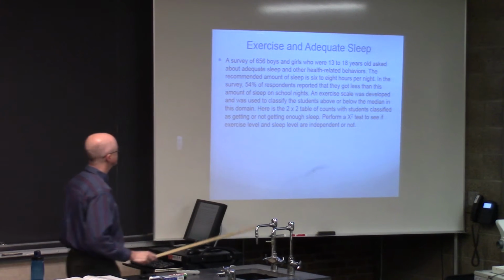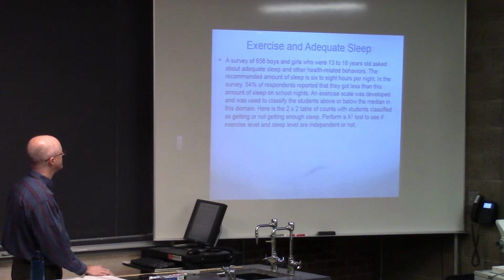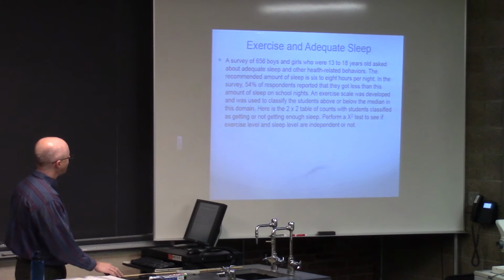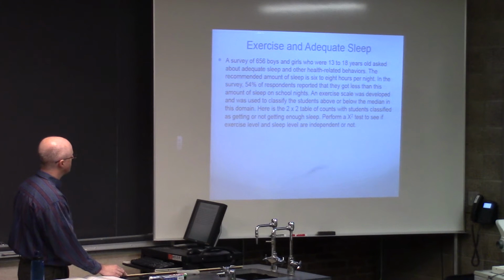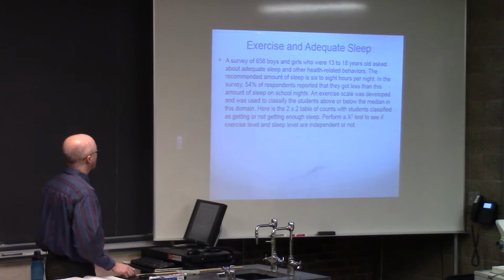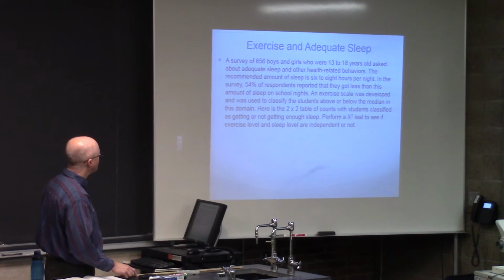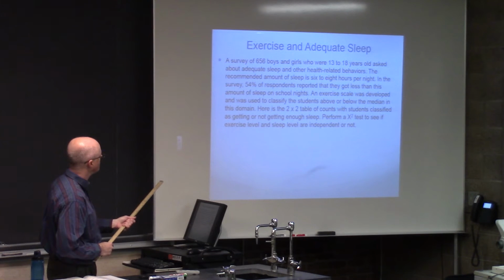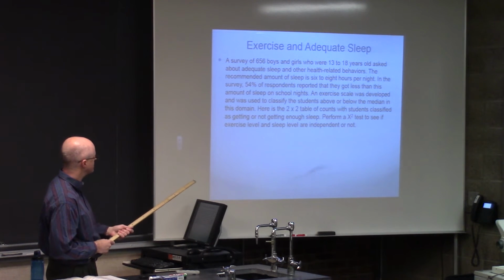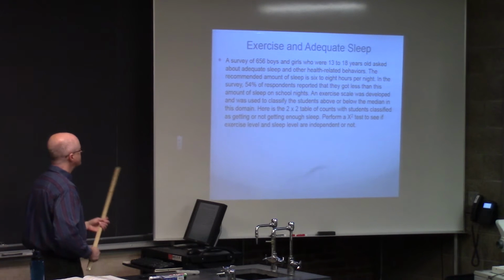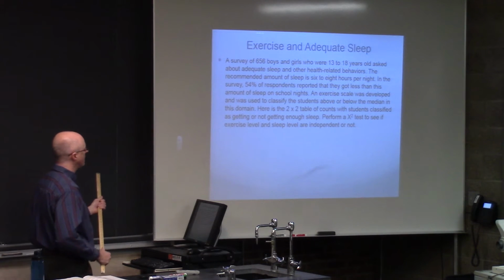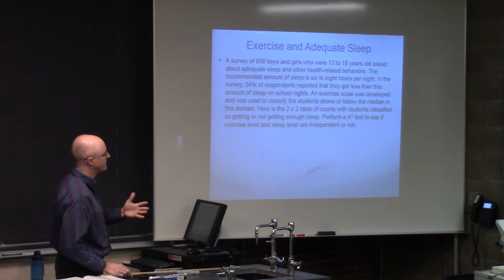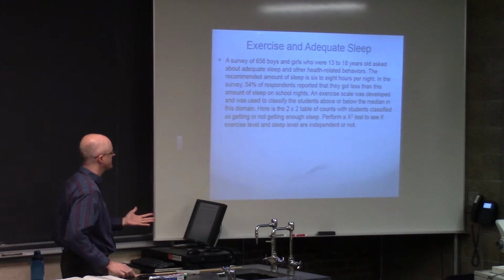A survey of 656 boys and girls who are 13 to 18 years old asked about adequate sleep and other health-related behaviors. The recommended amount of sleep is 6 to 8 hours per night. I'm trusting that that's right. In the survey, 54% of the respondents reported that they got less than this amount of sleep on school nights. Also, an exercise scale was developed and used to classify the students who were above or below the median in this domain, meaning above or below the average, the median amount of exercise.